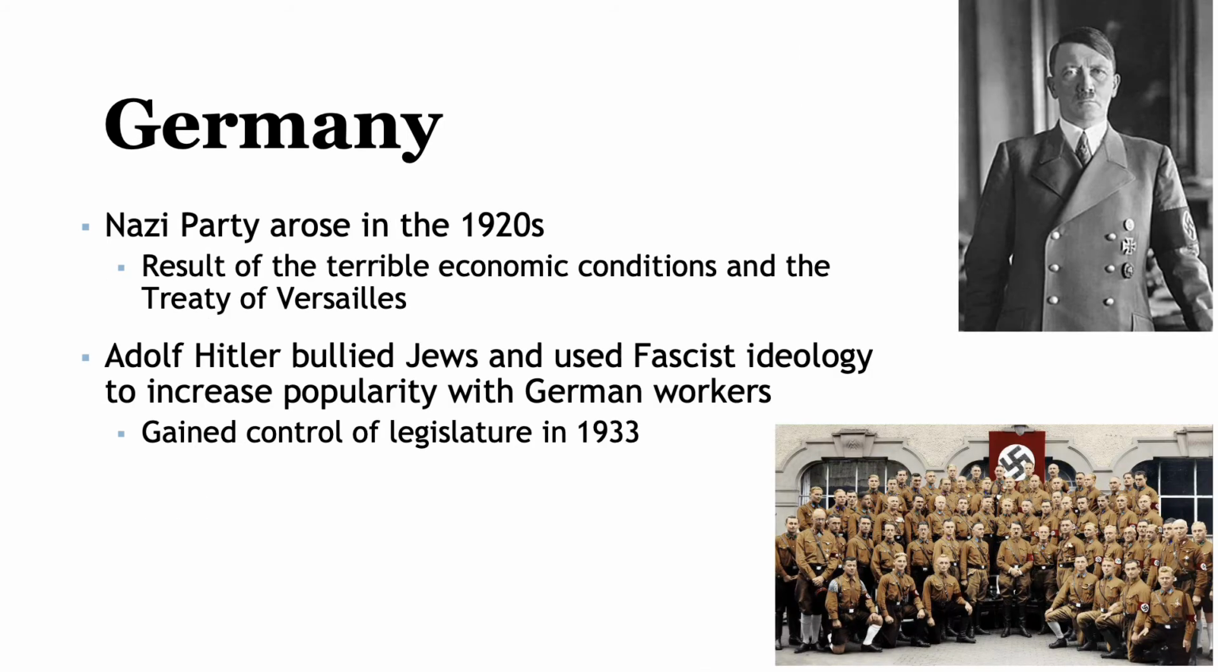In Germany, the Nazi Party rose up in the 1920s as a result of the Treaty of Versailles, basically, and the terrible economic conditions. Adolf Hitler bullied Jews, and he used fascist ideology to increase his popularity with the German workers. He gained control of the legislature in 1933. We'll talk more about these guys later.